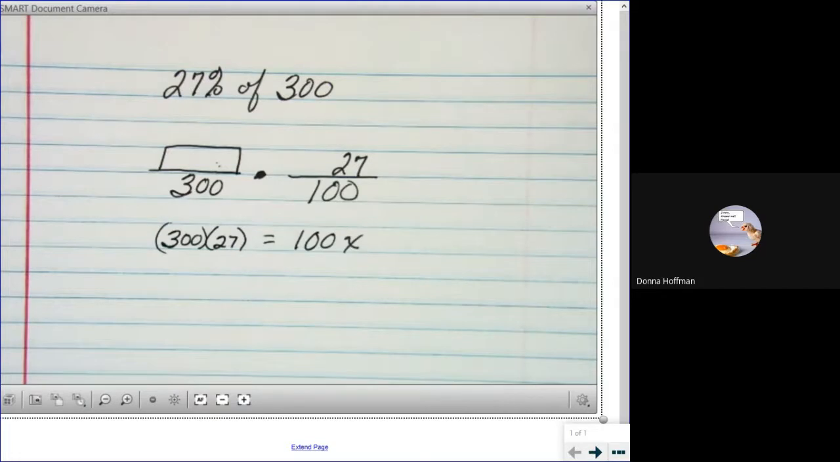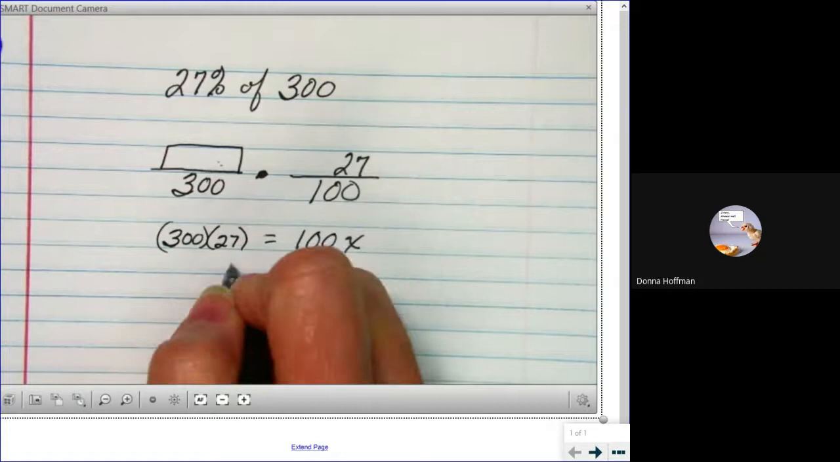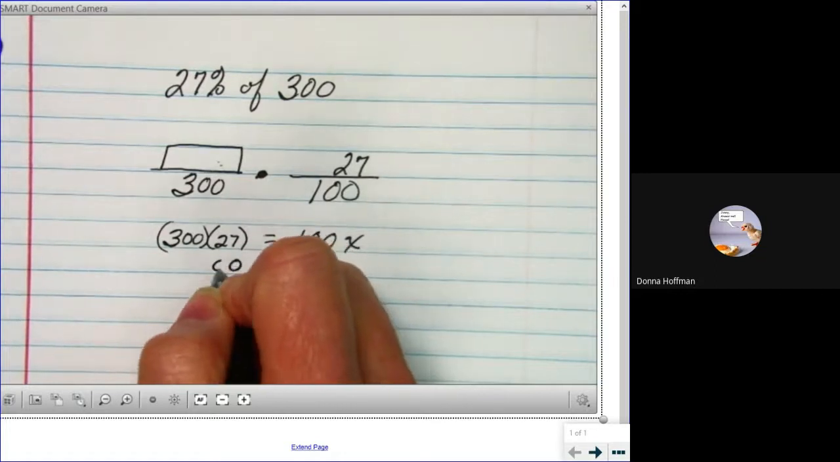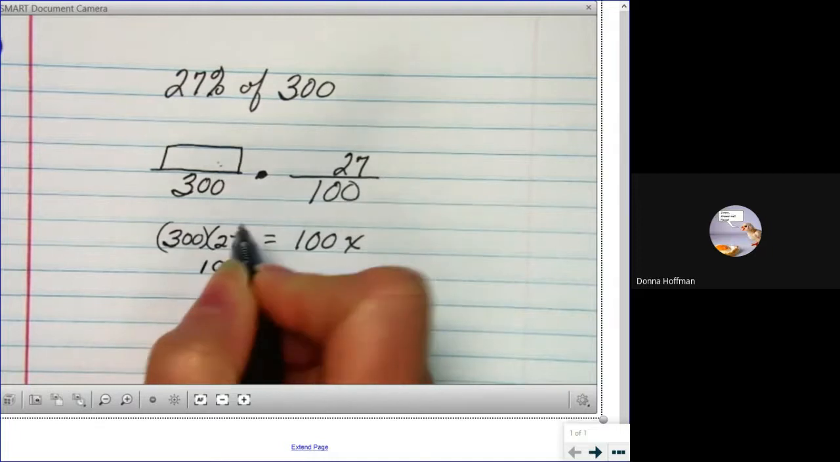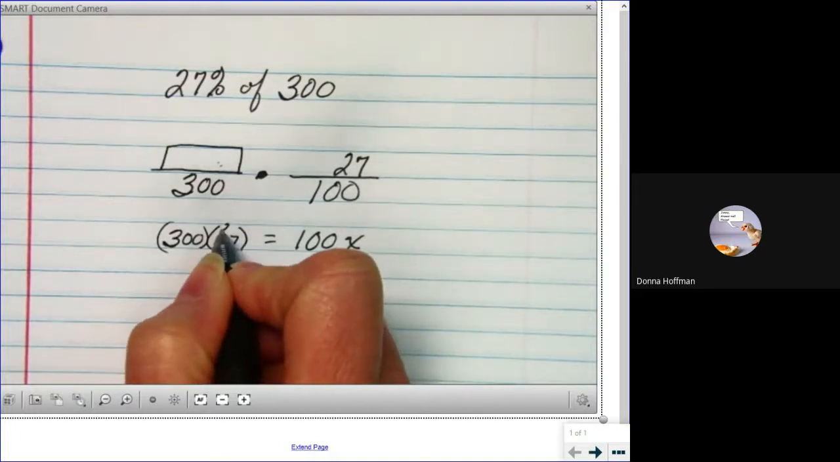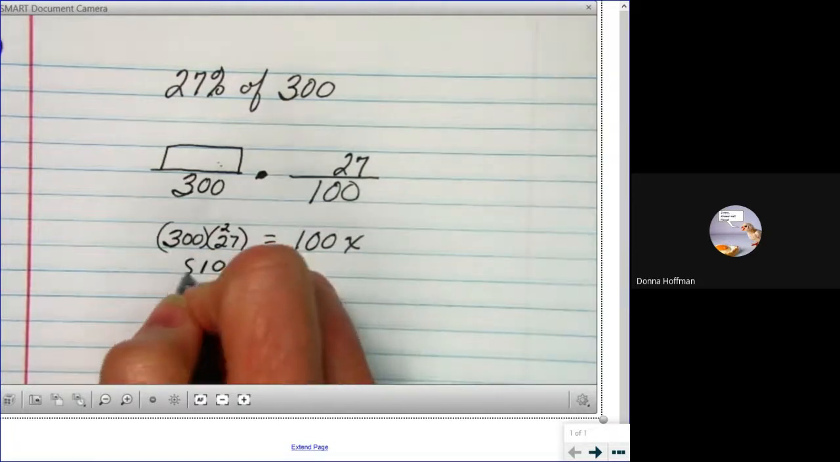This is super duper easy to do because I've got these 2 zeros right here. I just drag those down here. And now what's 3 times 7? 21, good. So I carry my little tiny 2 over there. And what's 3 times 2? Plus that 2, 81.